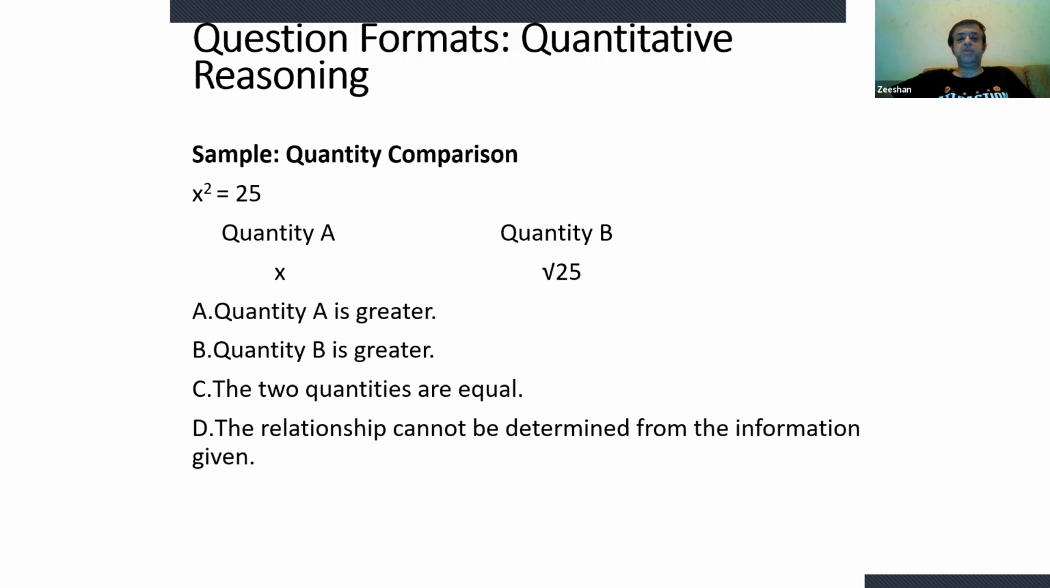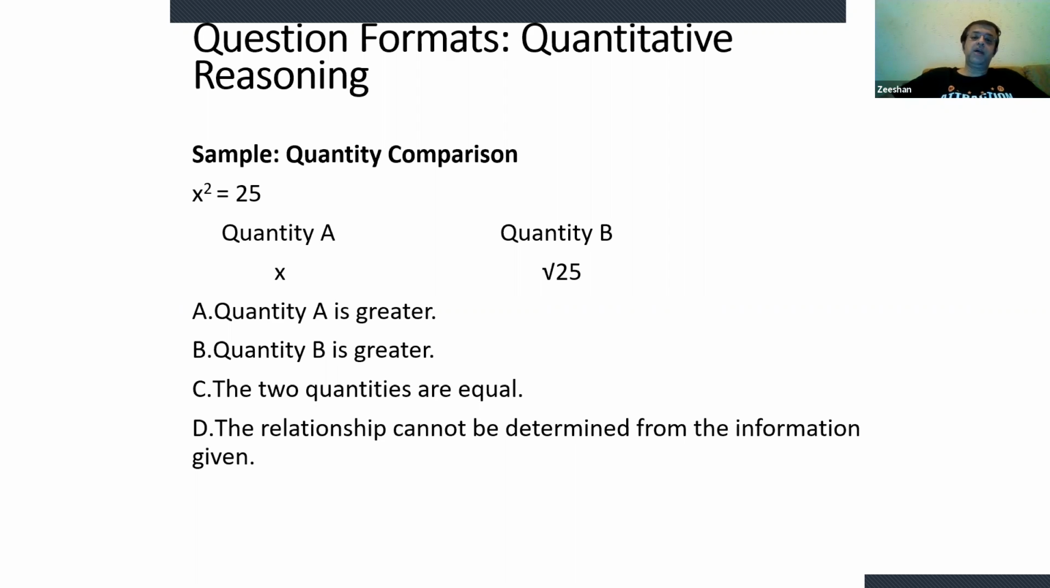So although it seems to be a simple question, there is a small trick involved here. If x squared equals 25, actually x should equal plus or minus 5. So quantity A is not plus 5, quantity A is plus or minus 5. And quantity B is the square root of 25. There's a mathematical convention according to which whenever you take the root of a number under the radical sign, always take the positive root. So quantity B has to be plus 5.